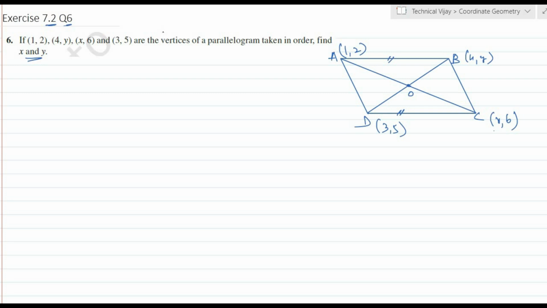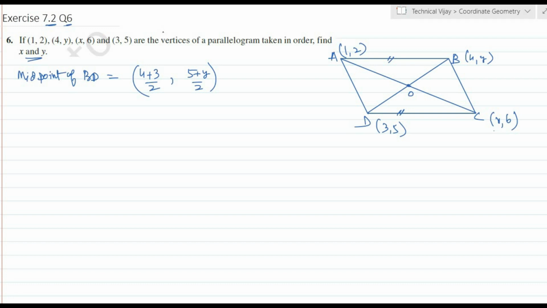Because if you want to find the length of AB, you don't know the y value. And if you want this distance, we don't know x and y either. So for that reason we use midpoints. The midpoint of BD is this plus this divided by 2, that is (4 plus 3) divided by 2, which is (x1 plus x2) divided by 2 for the x coordinate, and (5 plus y) divided by 2 for the y coordinate. This is the O coordinate.